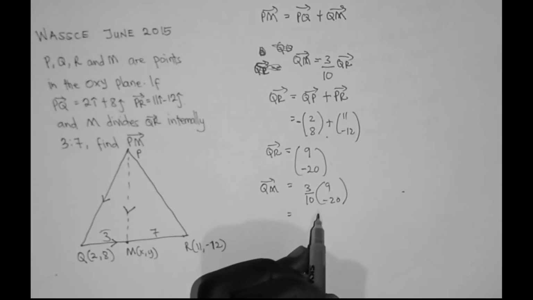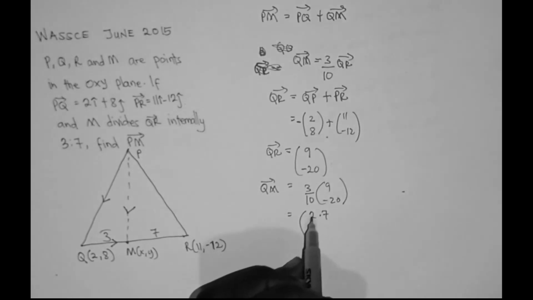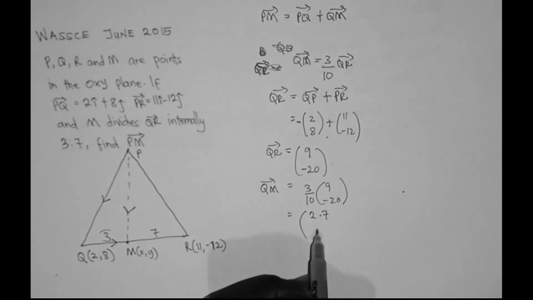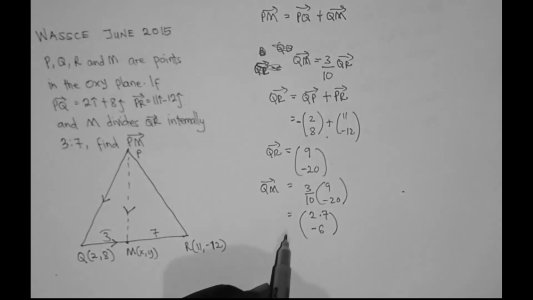So 9 times 3 over 10 is equal to 2.7. And then minus 20 times 3 over 10 is minus 6. And therefore the vector QM is (2.7, minus 6).